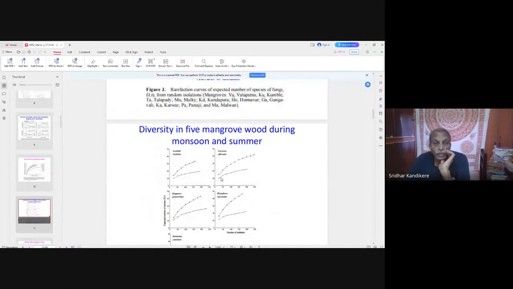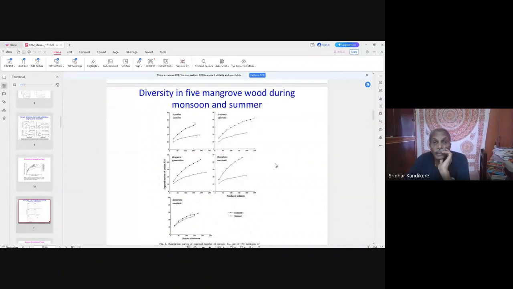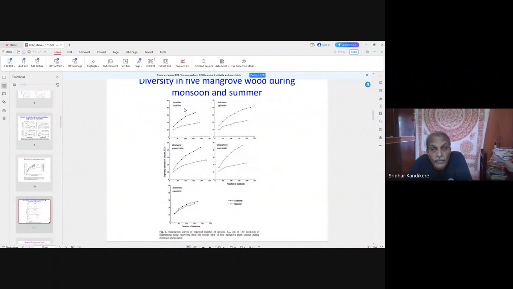Then let us look into the diversity of fungi in different mangrove wood material collected in different seasons. We collected this during the monsoon season and also the summer season. In all these plant species, like Acanthus ilicifolius, Bruguiera gymnorrhiza, Sonneratia caseolaris, Avicennia officinalis and Rhizophora mucronata, the wood material collected during the monsoon showed a higher expected number of species in all cases, and the summer season collection showed a little bit less.